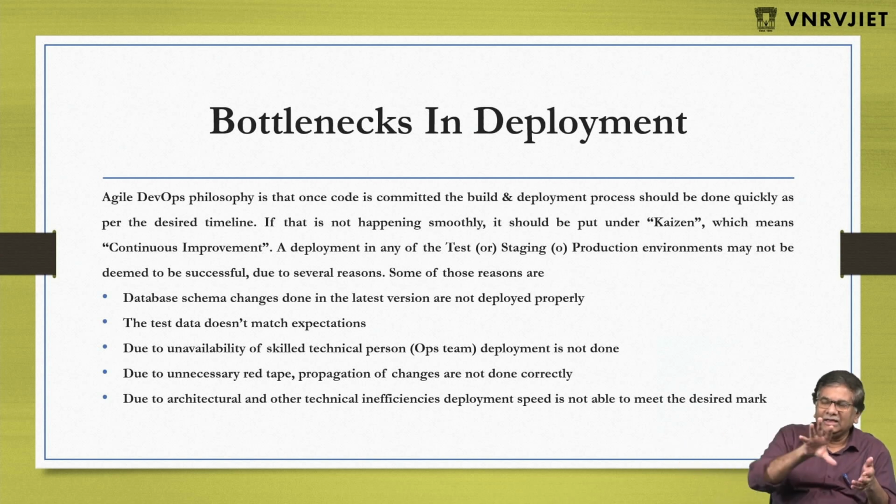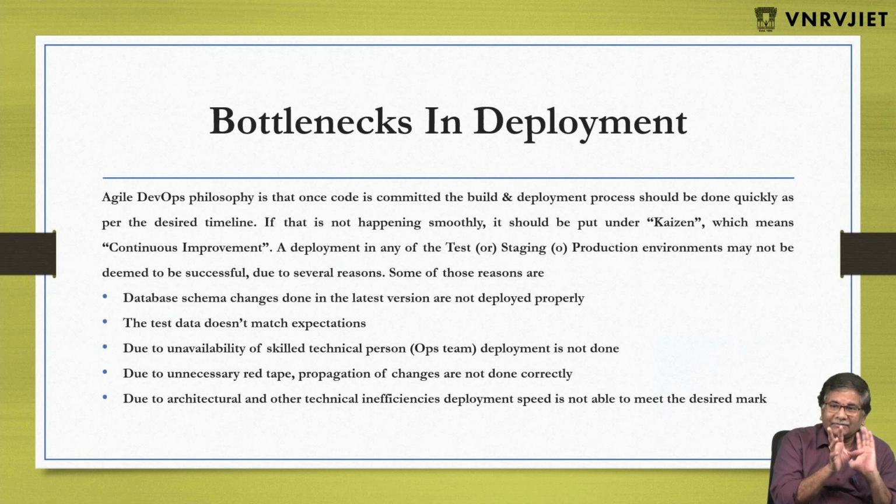If such kinds of problems are there, it won't go to testing or staging at all. It will just stop in the test machine itself. This is a stopper, right? So that is one of the reasons: the scripts are not properly done. Another is that the test data doesn't match exact expectations, so regression tests fail. Because of the code changes, regression tests could fail.